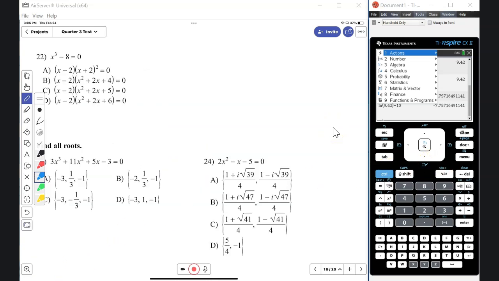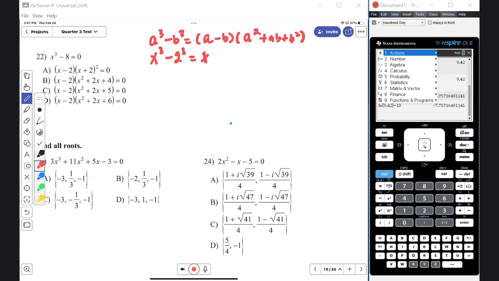Remember, for 22, we have x to the third power minus 8. Those are cubes. And remember the formula I gave you? You have a cubed minus b cubed is a minus b times a squared plus ab plus b squared. So you have to identify your a. In this case, it's x to the third power minus 2 to the third power. You just have to identify a and b. And you know that a is going to be x, and you know that b is going to be 2.